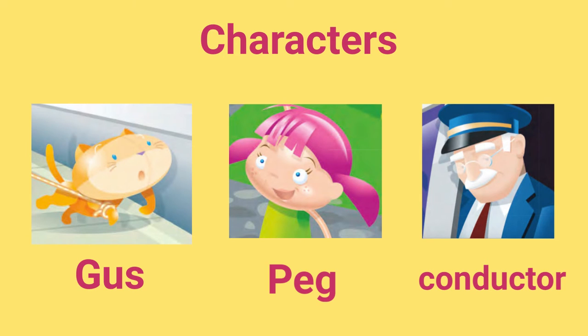Let's think about our story this week. Gus takes the train. There are several characters in our story. That's who is in the book. We have Gus, who is the main character. He's a cat. We have Peg, who is a little girl that Gus meets on the train. We also have the conductor of the train.